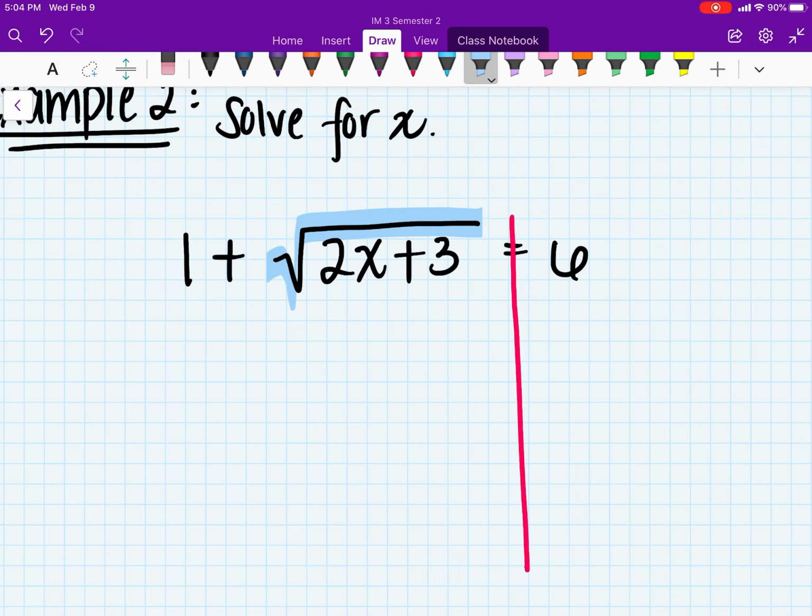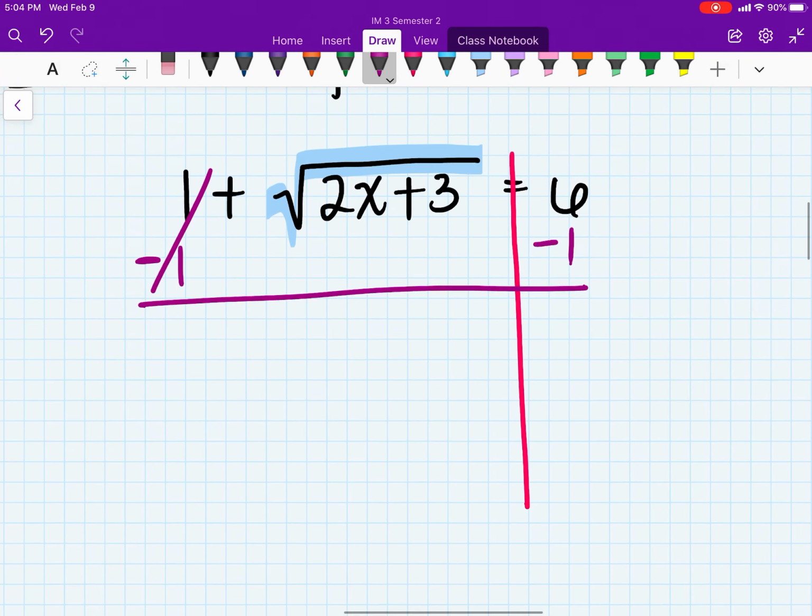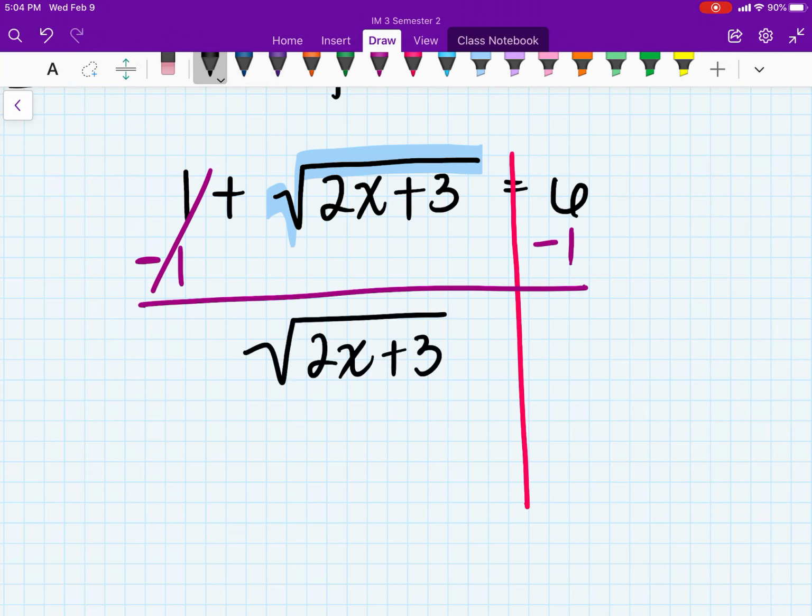So what we find on the outside of the radical is actually this 1. In order for us to get rid of that 1, we have to do the opposite. That 1 is being added there, so I'm going to subtract 1 from both sides. All right, and then we have the square root of 2x plus 3 equals 5. Now, there's nothing else left on the outside of the radical on the same side. So now we want to focus on canceling out the radical.